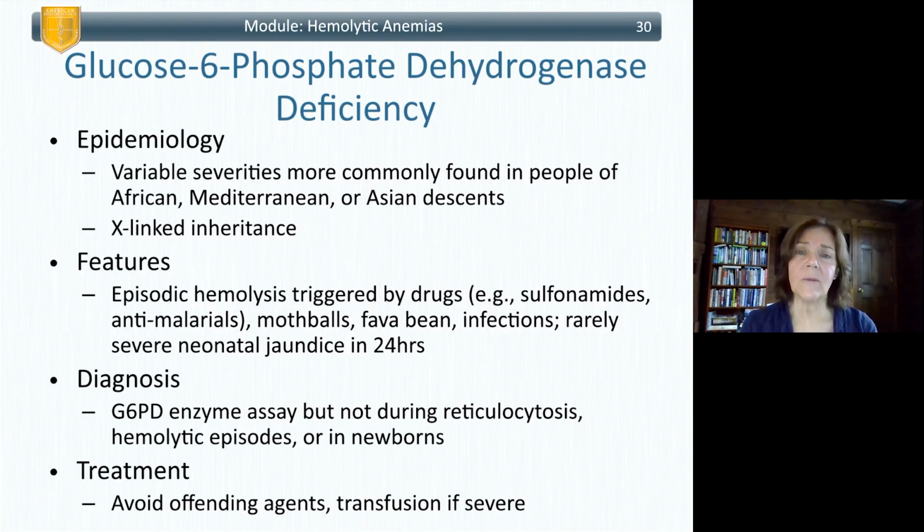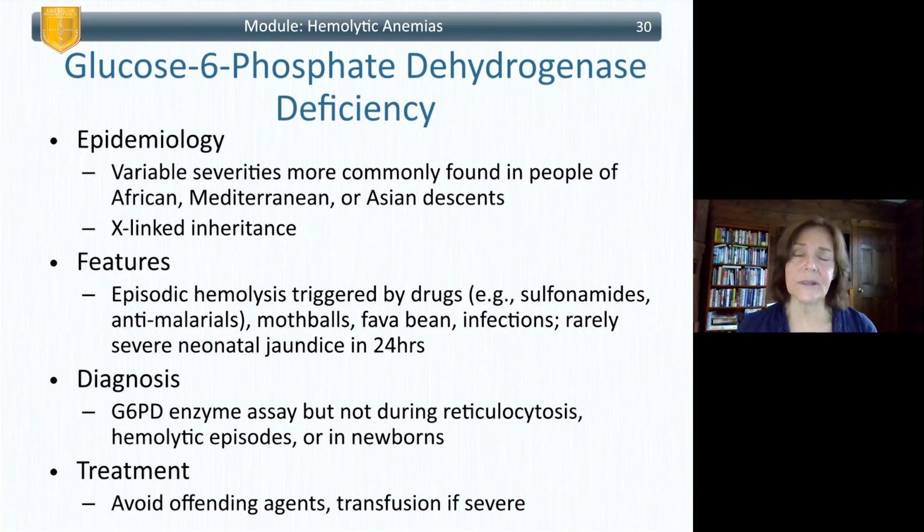Infections may trigger hemolysis in those with G6PD deficiency. And in this condition, this more severe G6PD deficiency can cause neonatal jaundice in the first 24 hours of life, with severe kernicterus requiring exchange transfusion. So G6PD deficiency should be considered in those infants with severe kernicterus, or in any person with jaundice, high reticulocyte count, and anemia.